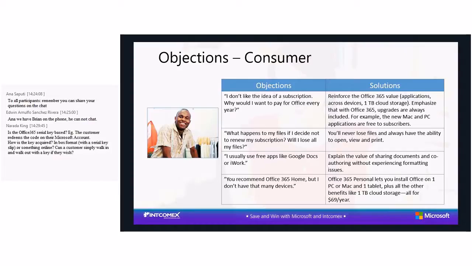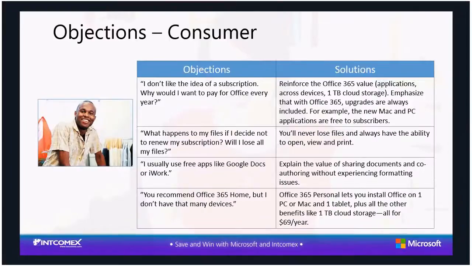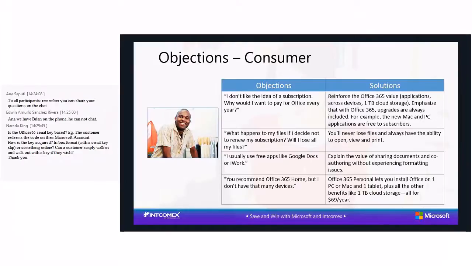So let me say, Narada, sorry that I'm going to interrupt. How is the key acquired? In a box form, physically, or something like that? Okay, so there are two ways. When they acquire the FPP license, which is the key, they have the key in the box as a serial key slip, correct? Or if they acquire the ESD, which is the electronic software delivery, they will acquire it online, which is what we're going to talk about after this: how it works and how they can acquire the key through you as resellers or retailers.